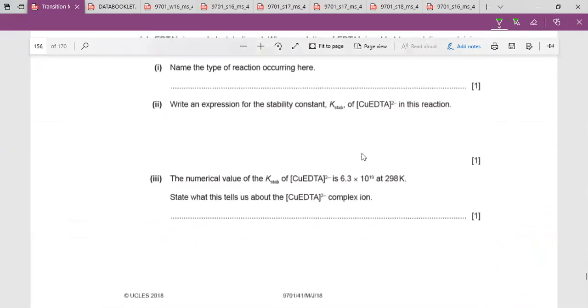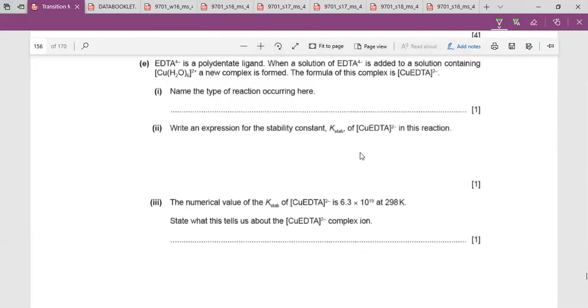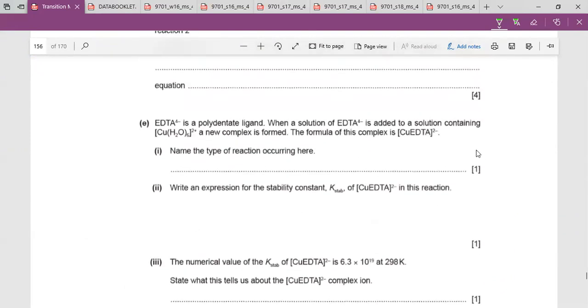One here. Now this is interesting. EDTA, okay. I'll spend about a few more minutes here. Now, EDTA is a polydentate ligand. A solution of EDTA minus 4 is added to a solution containing copper 2 plus. A new complex is formed and it's the first EDTA. Why? Because EDTA has got 6 donor atoms. That means it can form octahedral, isn't it? Form octahedral with copper 2 plus.